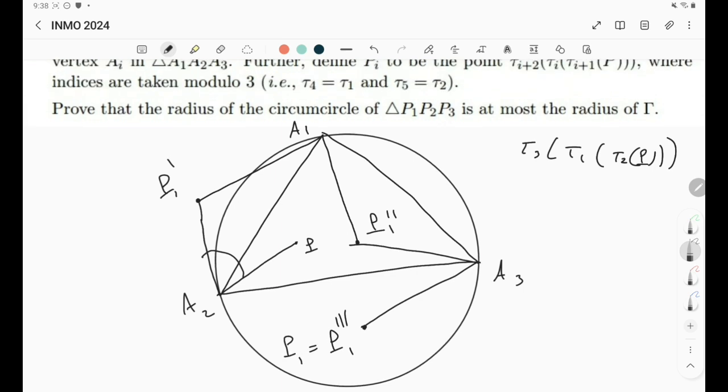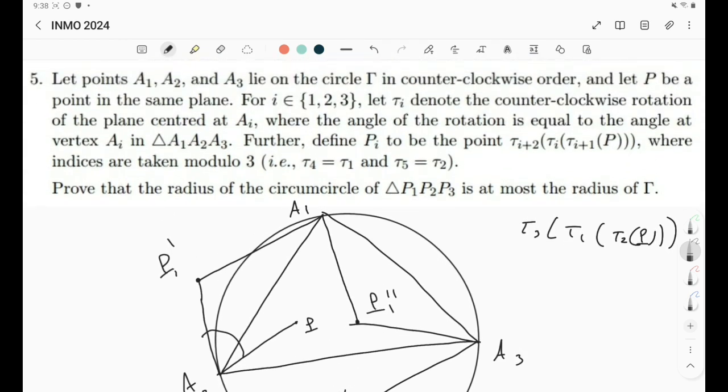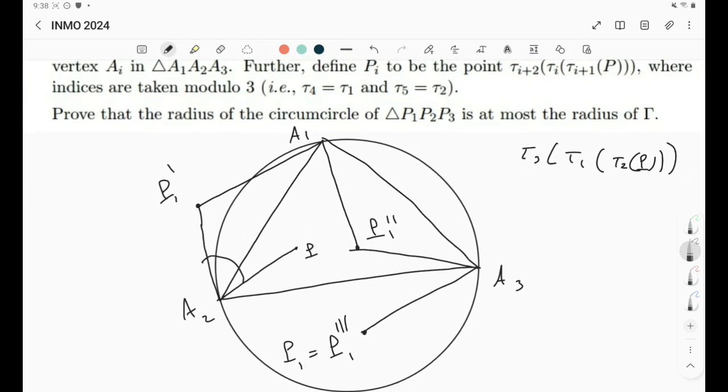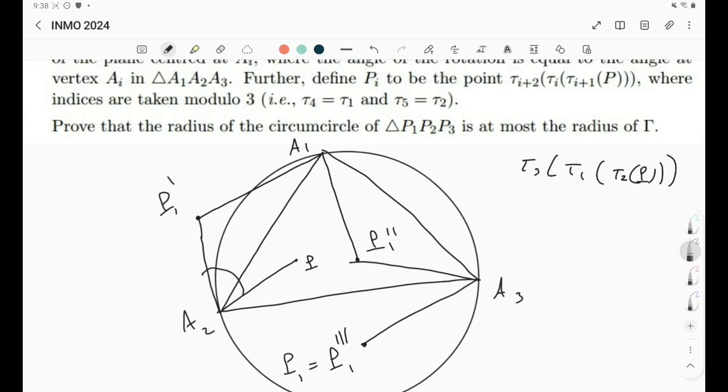Okay, very good. Of course, we're going to do the same for the other ones, and eventually we'll get a triangle, and we need to show the circumcircle. The circumradius is less than the radius of gamma. Okay, how exactly can we deal with these rotations here?